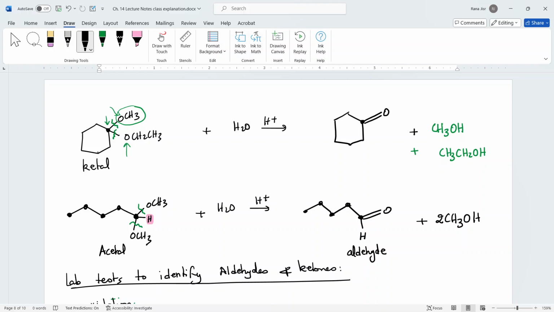and this is my excess alcohol. This reaction is called hydrolysis of acetals and ketals, where you go back to your aldehyde or ketone, depending on the acetal and the ketal that you start with.